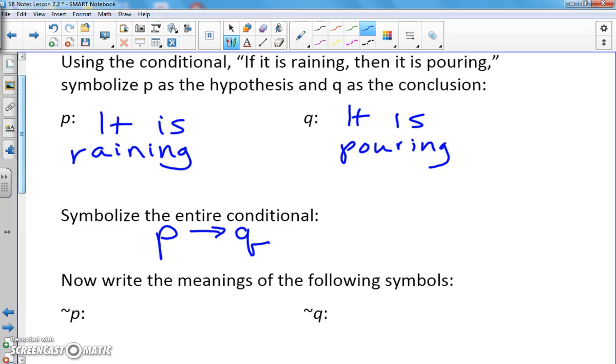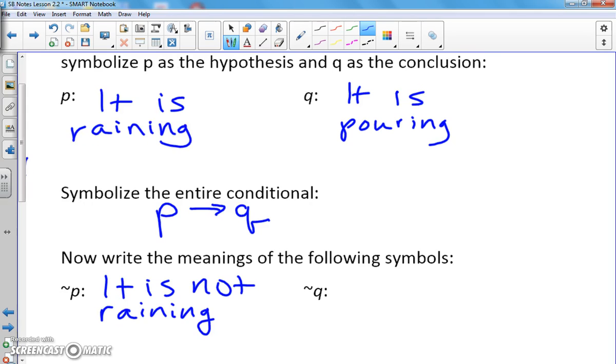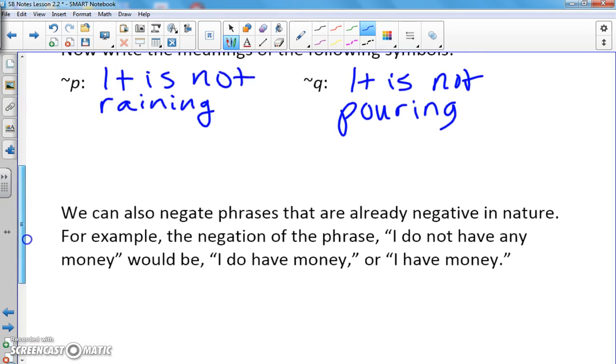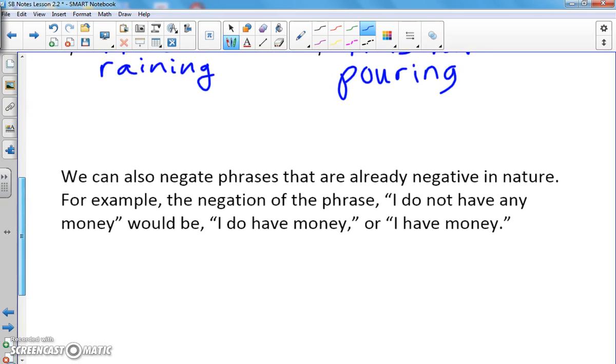Now if we want to write the negation of these, this is our not P. We would want the opposite truth value of it is raining, so we can say that it is not raining. And for the conclusion, we would say that it is not pouring. In this way, we have made negations out of each of those sentences. It's important to note that if a statement is already negative, you can still negate it. A negative of a negative kind of makes it a positive. So if I say, I do not have any money, the negation of that would be that I do have money, or that I have some money.